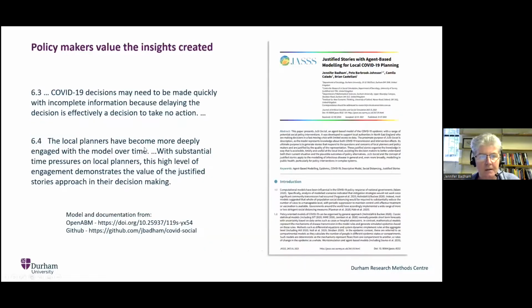justified stories. The other thing to take away is that policymakers did value the insights, even though they knew the model wasn't really that good in some sense. They got very deeply engaged. They were talking about fairly technical matters, and the only reason they would have done that in an incredibly busy time for them was because they were getting something out of it. They were finding this thinking assistance helpful in making their decisions. So that's the end of my slides.